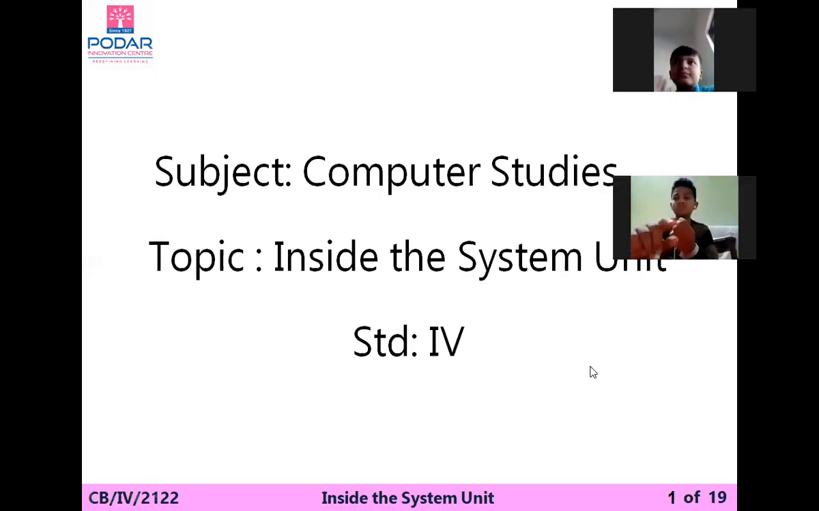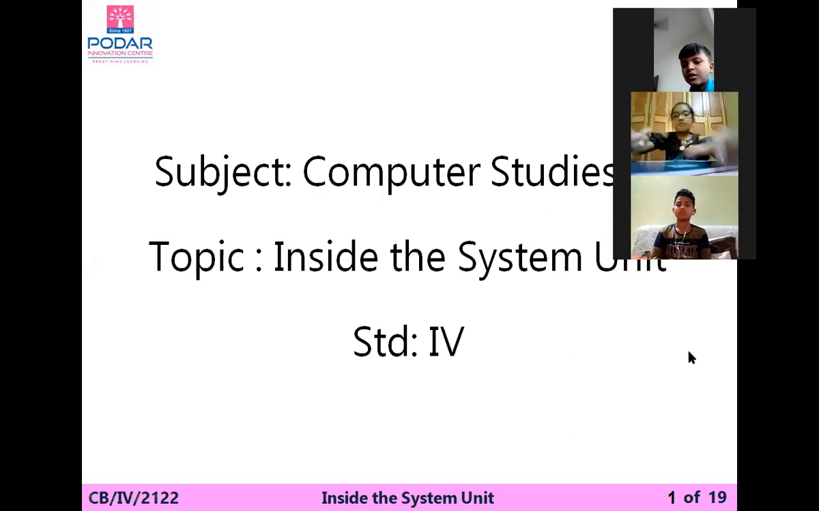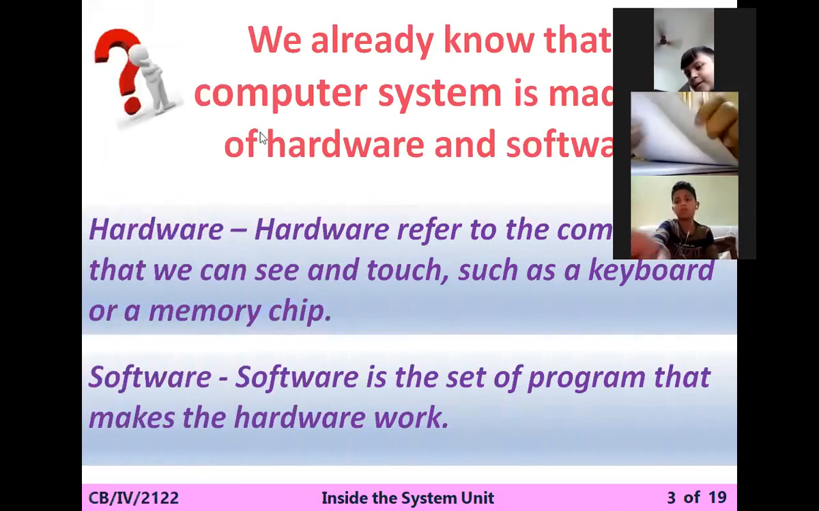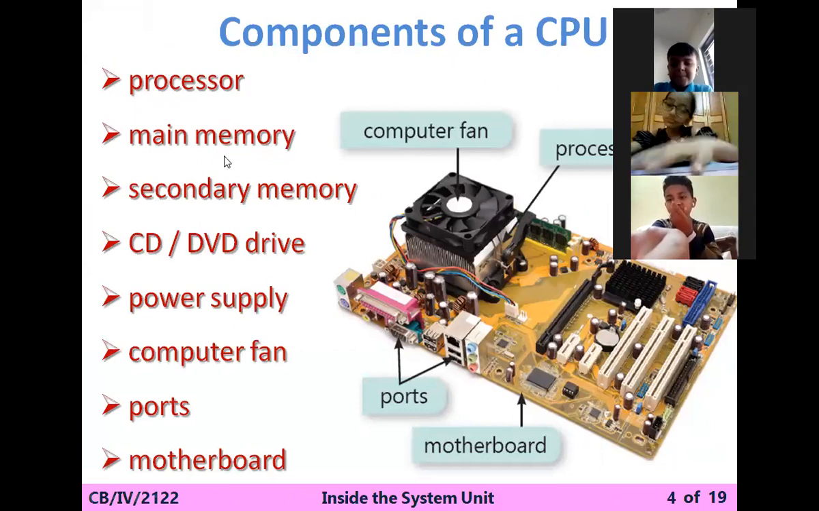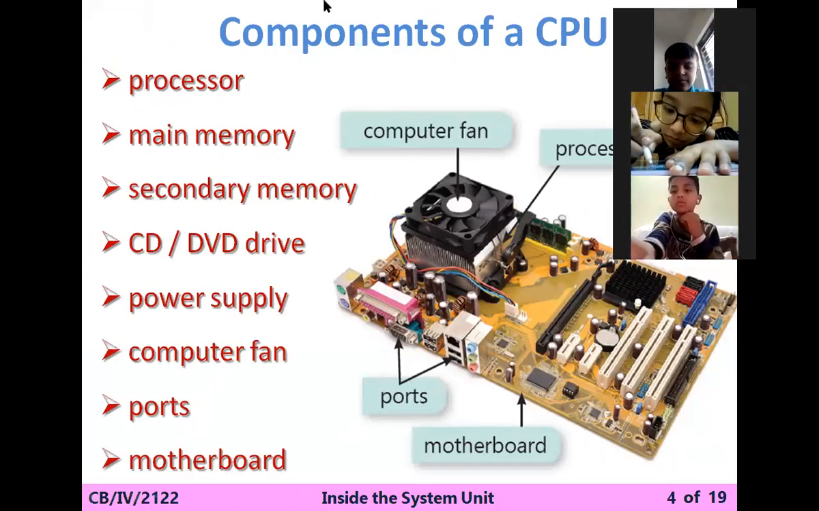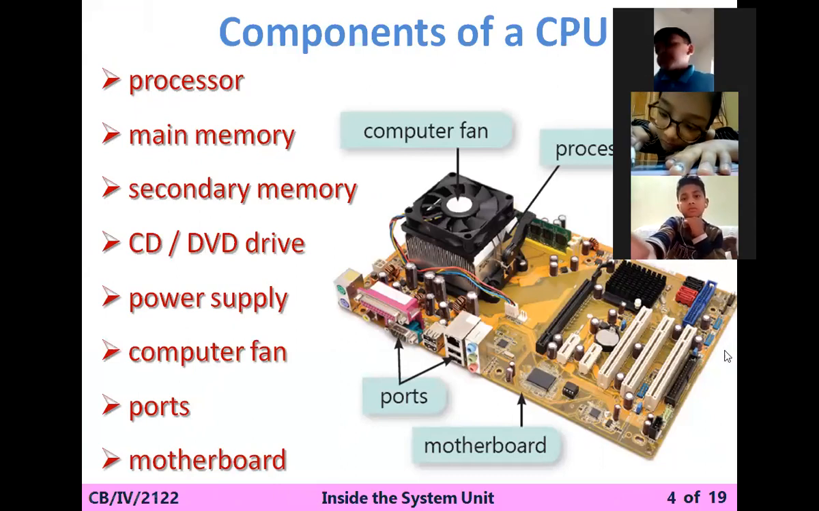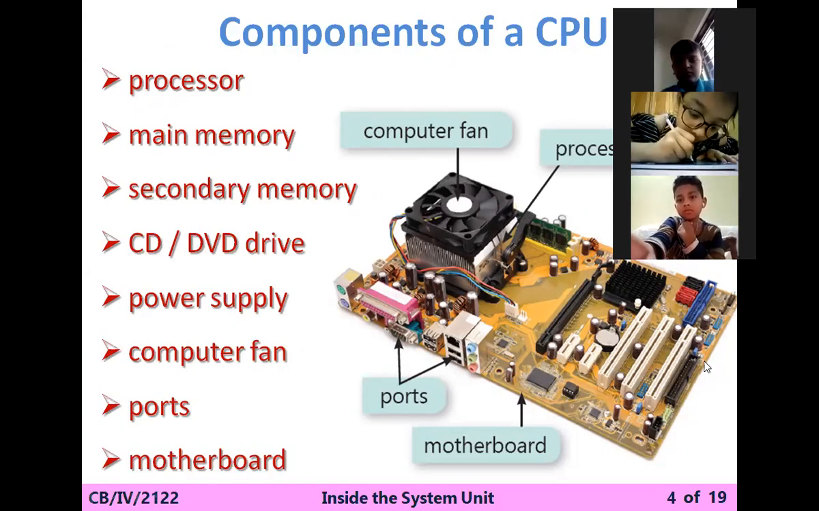So in the previous class, we started one chapter, that is, inside the system unit, which are the things that come in the CPU. All the things we have to do one by one. We learned already about the components of the CPU. Just list out all the things: processor, main memory, secondary memory, CD/DVD drive, power supply, computer fan, ports, and the last, motherboard. This we already learned, meaning we can only list out the components of the CPU. Now we are going to learn them one by one in detail.